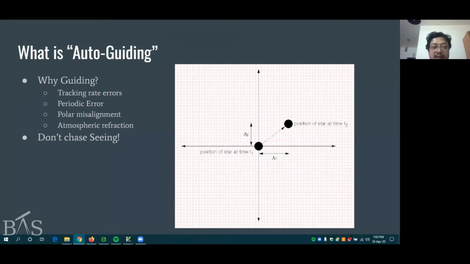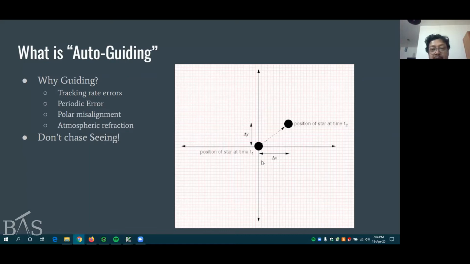We know something called periodic error that the mount will have. It will sometimes track faster, sometimes track slower. On an average, it will track at the rate that you want, sidereal. But it's made of gears, mechanical parts, etc. So the tracking rate will vary. Hence, the star will not be where you really want it. It will move around a bit over time. You could have a little bit of polar misalignment, even though you have done, let's say, polar alignment perfectly.